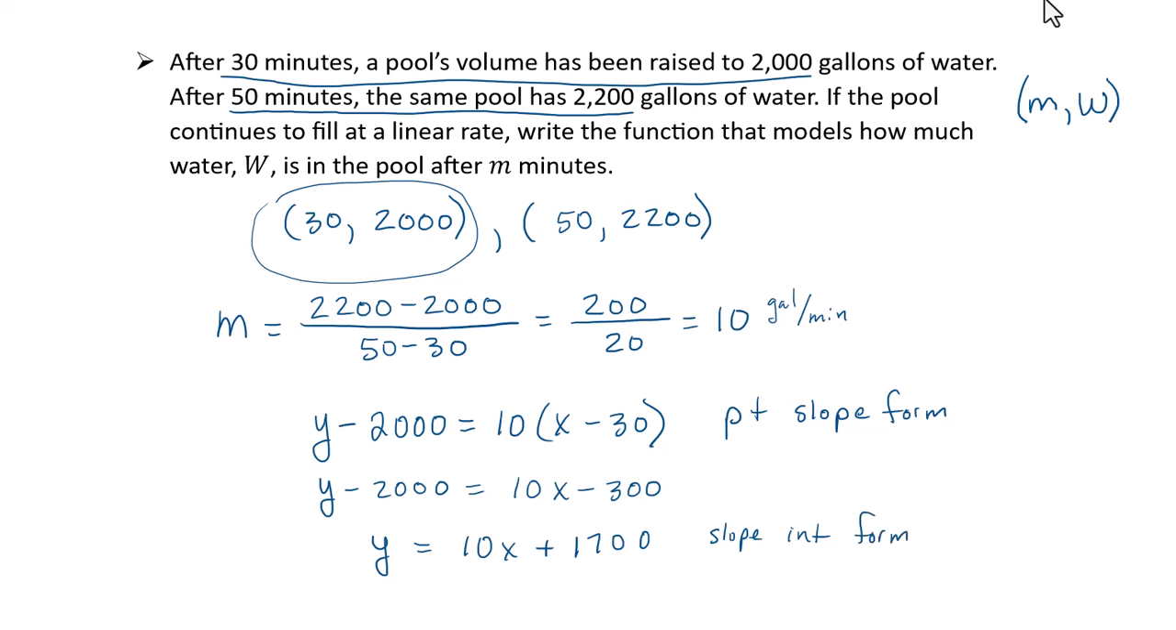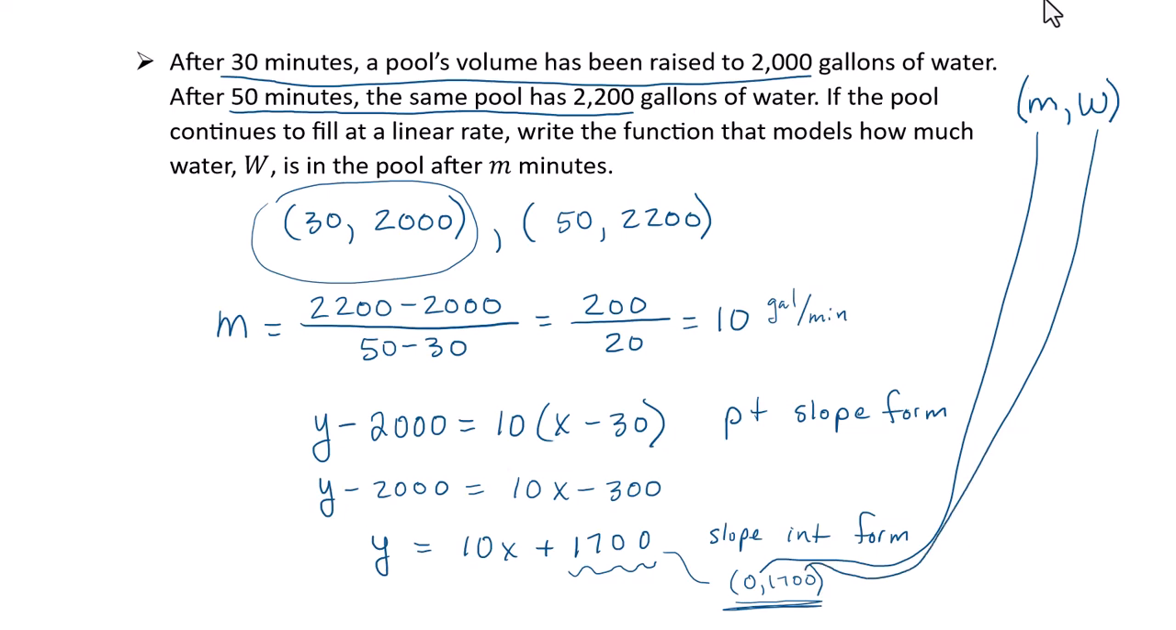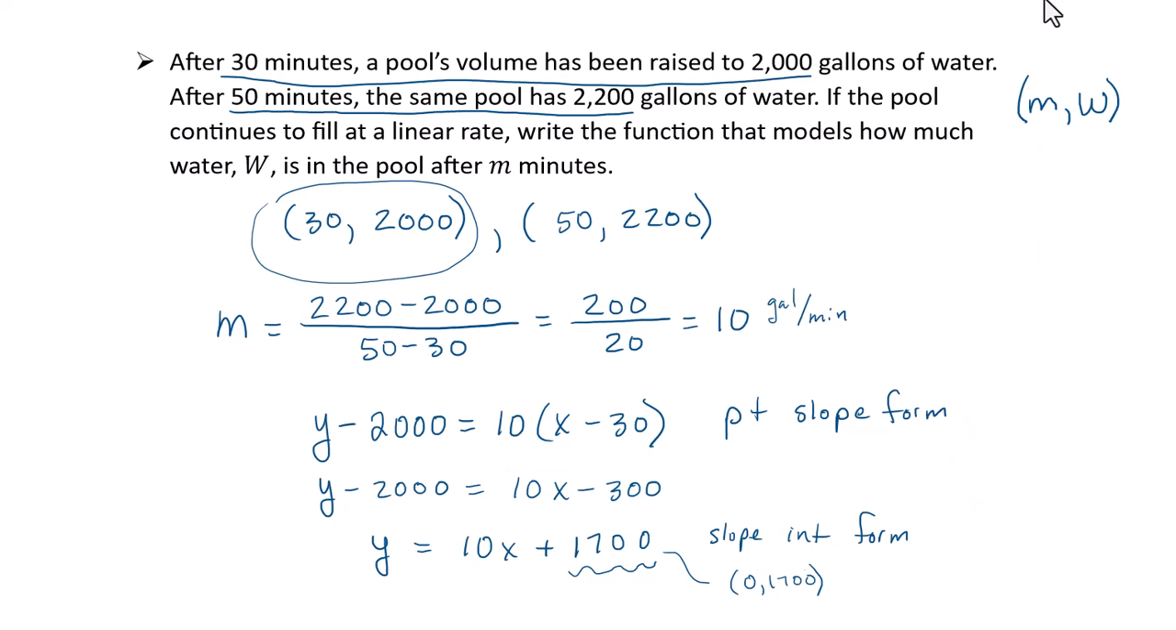Okay, now what's interesting about this slope-intercept form is that you can now see what the y-intercept is, which is nice. The y-intercept is 0, 1700, and think about what that point means. It means that at 0 minutes, that pool had 1700 gallons of water in it. So it didn't start empty, it had 1700 gallons of water in it.